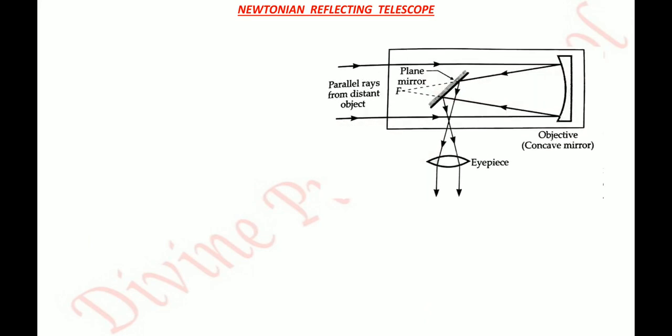Now let us move. The next topic is Newtonian reflecting telescope. What is a Newtonian reflecting telescope? This is how it looks like. We make a tube. This is your tube. At the end of the tube, we put a concave mirror. It is of very large aperture and large focal length. We put an inclined mirror at the axis of the concave mirror. It makes an angle of 45 degrees with the axis of the concave mirror. And we put an eyepiece.